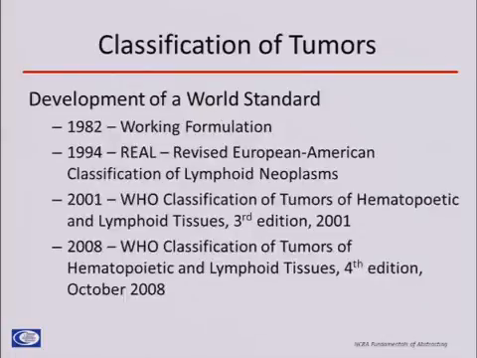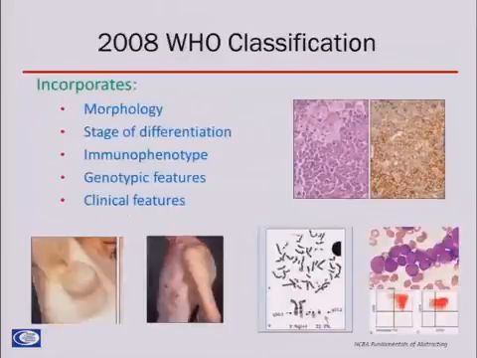But in 1982, leading up to 1994, the working formulation eventually became the REAL classification, and we were starting to get consensus that the world would use together. In 2001 was the first publication of the WHO consensus classification of tumors of hematopoietic and lymphoid tissues. And in 2008 was the fourth edition. So that's what we're basing it on. So a lot of changes in a short amount of time. That's why there's so many words, because they keep changing the words.